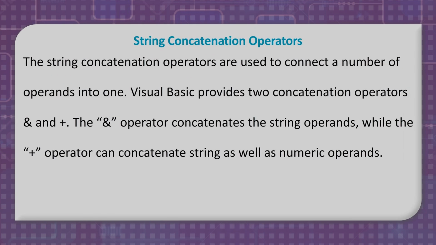String concatenation operators. The string concatenation operators are used to connect a number of operands into one. Visual Basic provides two concatenation operators, and and plus. The and operator concatenates the string operands, while the plus operator can concatenate string as well as numeric operands.